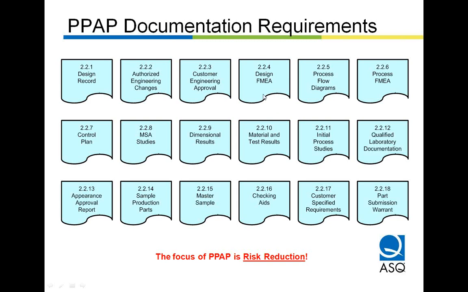When we look at the design FMEA, the intent is that the design risks are managed. When you look at process flow diagrams, this 5th file folder, if you will, that the process flow is defined. And when you look at the process FMEA, we're interested in knowing that the process risks are managed.